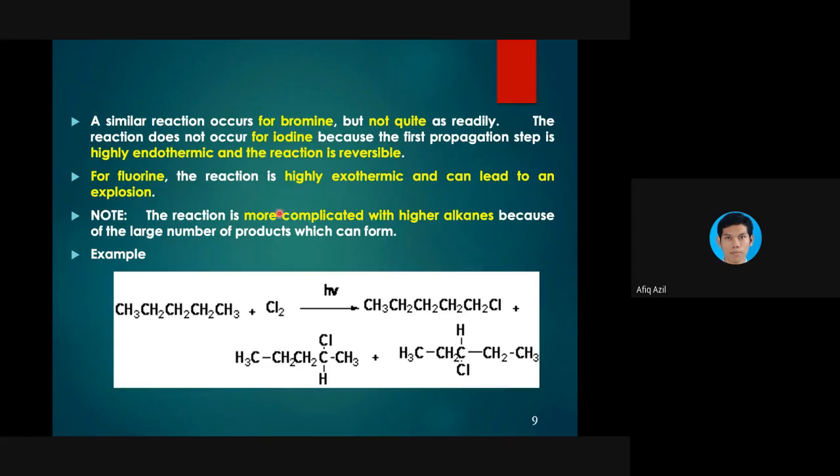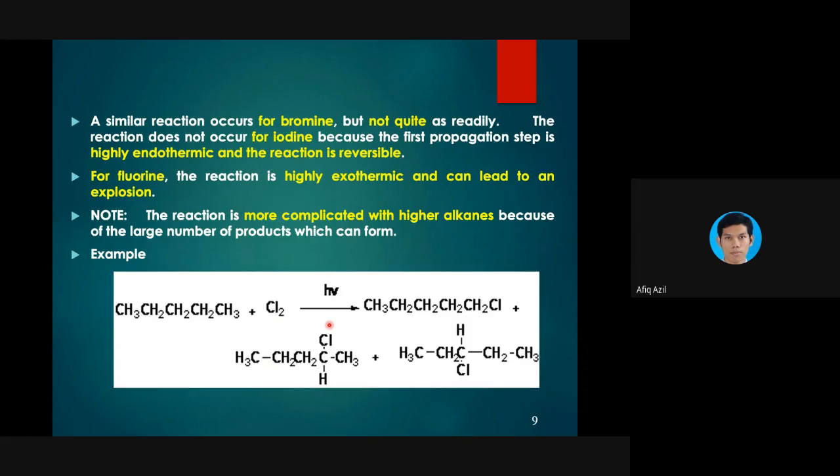So the reaction will be more complicated with higher alkanes. The higher alkanes meaning you have C14, for example, and if the alkane has branching, because of the large number of products which can be formed. For example, here we have pentane, 1, 2, 3, 4, 5, five carbon pentane, and then I want to subject it to chlorination.